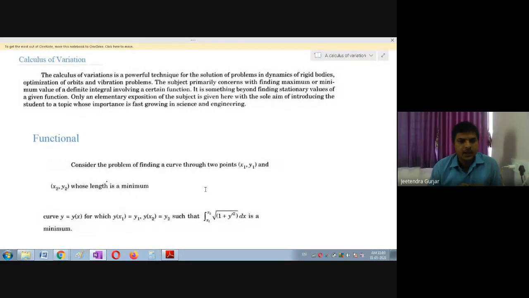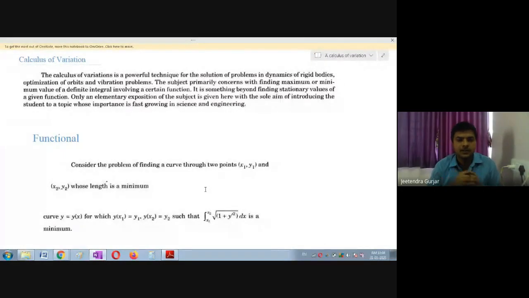Only an elementary exposition of the subject is given here, with the sole aim of introducing the students to a topic whose importance is fast growing in science and engineering. Nowadays, you can see calculus of variation is growing very fast in science and technology, students. So this is just a brief idea about calculus of variation.